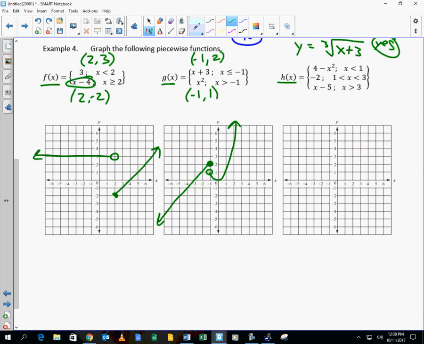So again, you don't have to draw this, but this is just what's trying to pop up in my brain. 4 minus x squared. What does that look like? Parabola, it's upside down. Okay. If we found the x and y intercepts, the x-intercepts would be 2 and -2. The y would be 4. Okay. But upside down parabola. What does the graph of -2 look like?